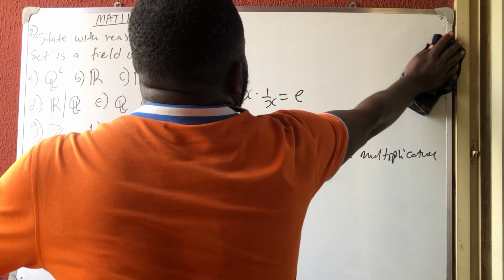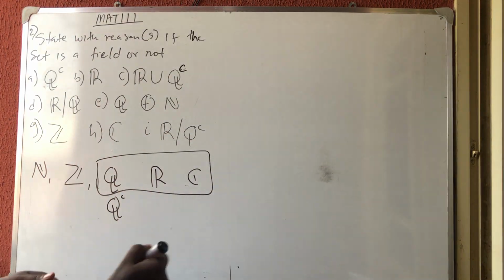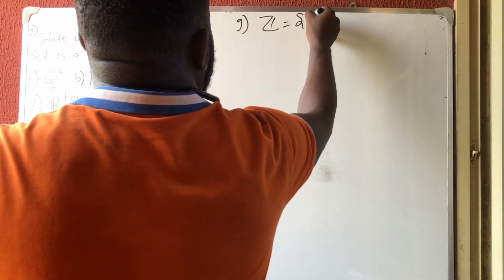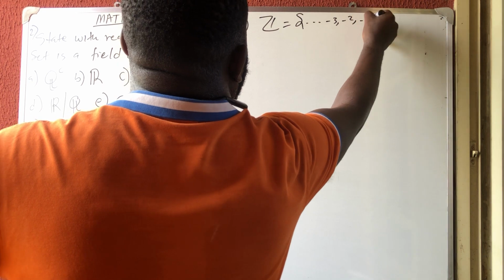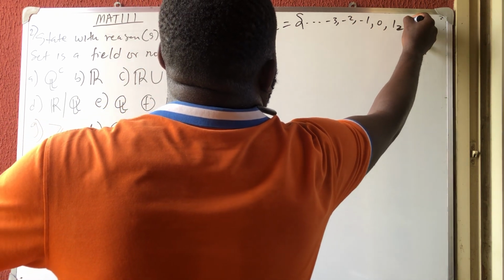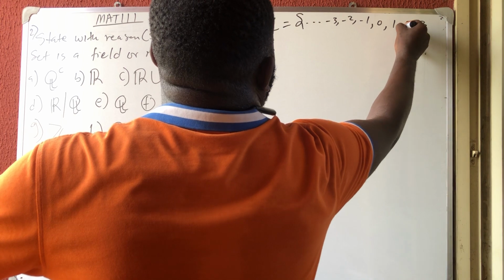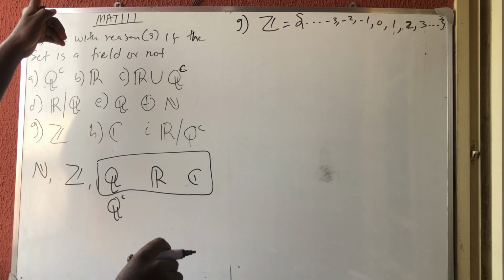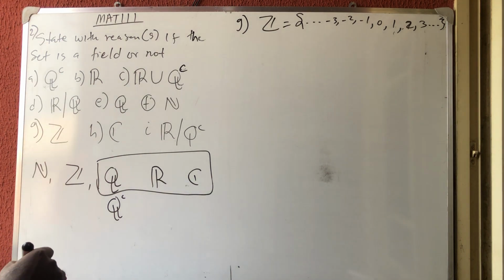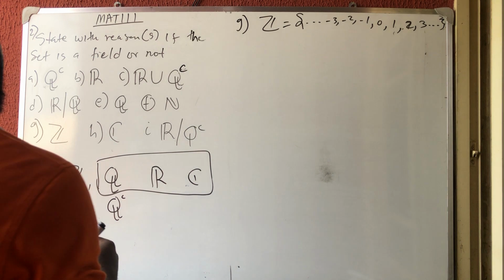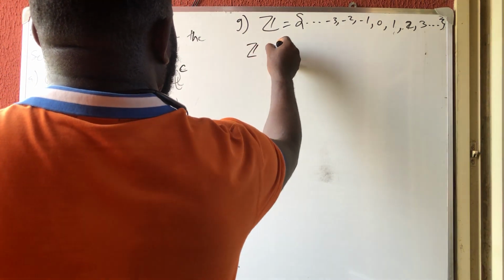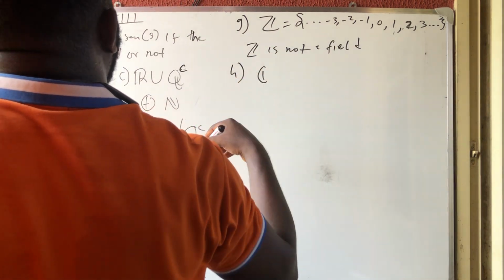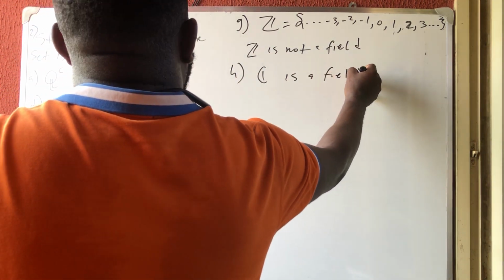So the next one, Z. The same thing goes for Z. Z is the set of integers, which is ..., minus 3, minus 2, minus 1, 0, 1, 2, 3, ... The same reason for N is the same reason for Z. They don't have a multiplicative inverse. So Z is not a field. Z is not a field. Next is the complex numbers. Yes, the complex numbers are a field. The complex numbers are a field.